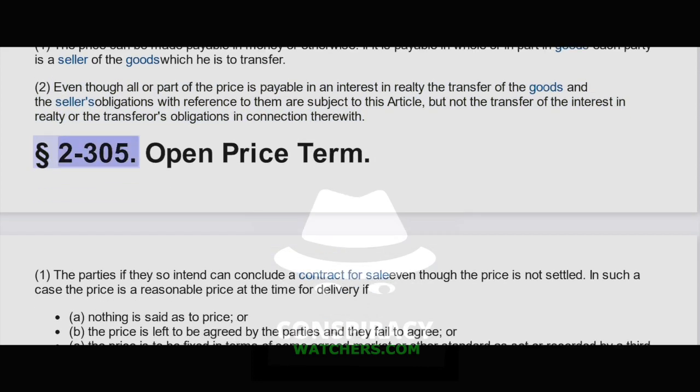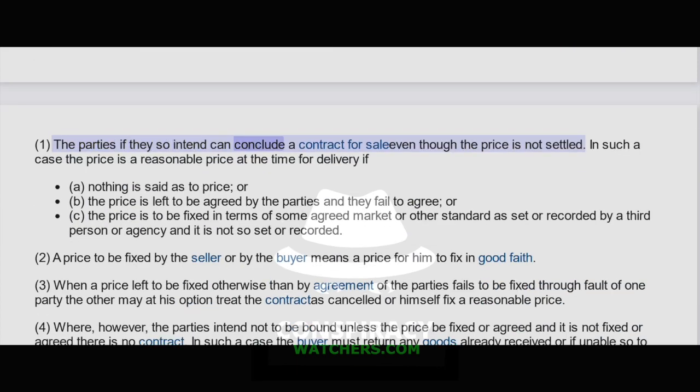Section 2-305. Open price term. The parties, if they so intend, can conclude a contract for sale even though the price is not settled.